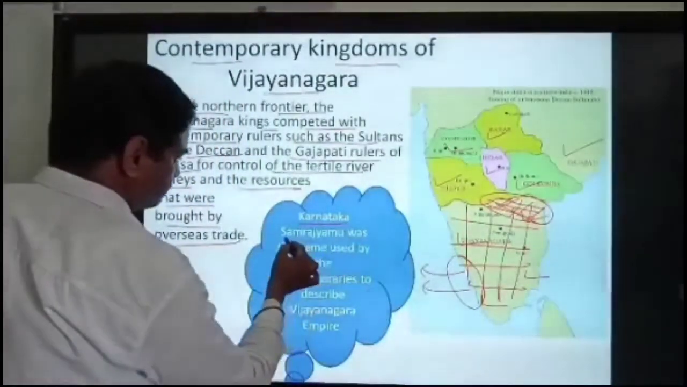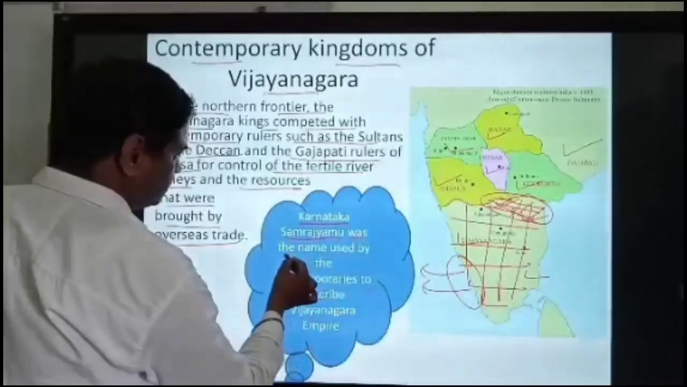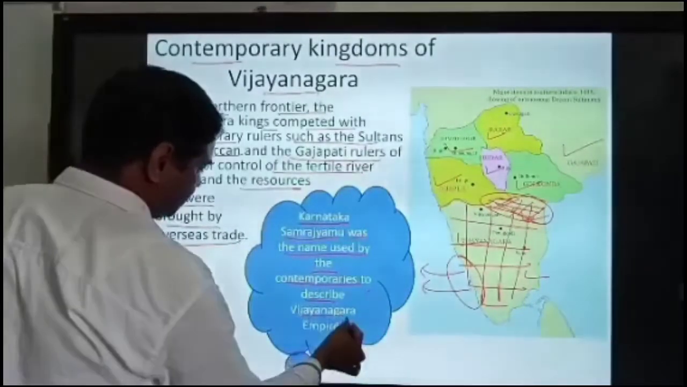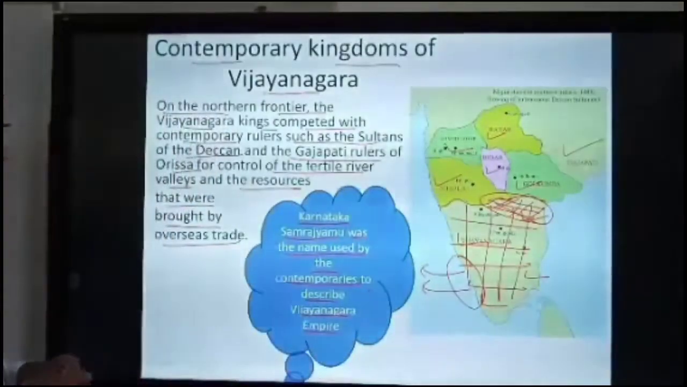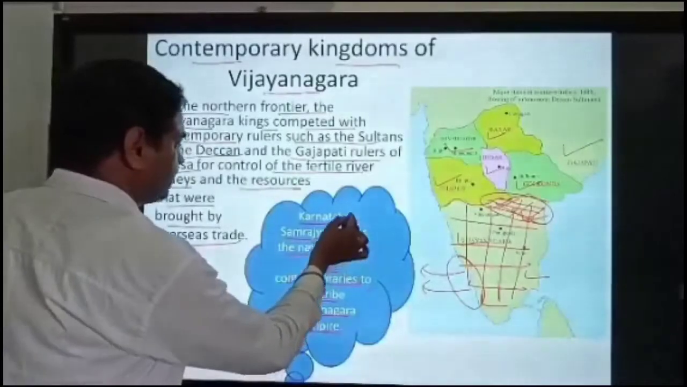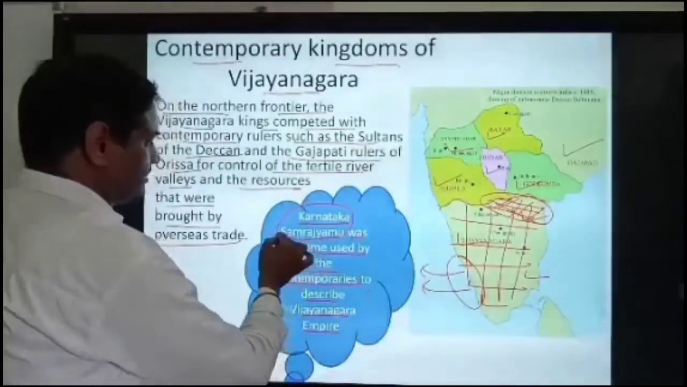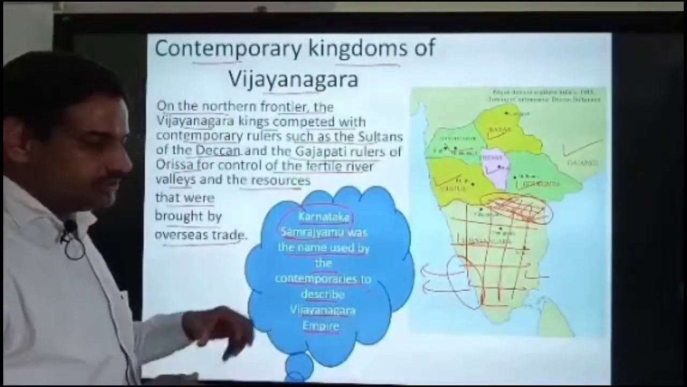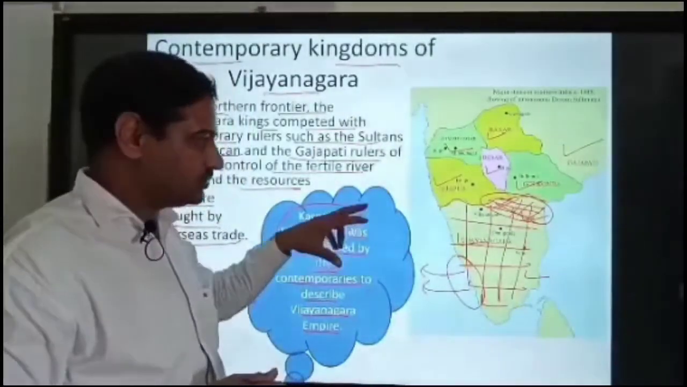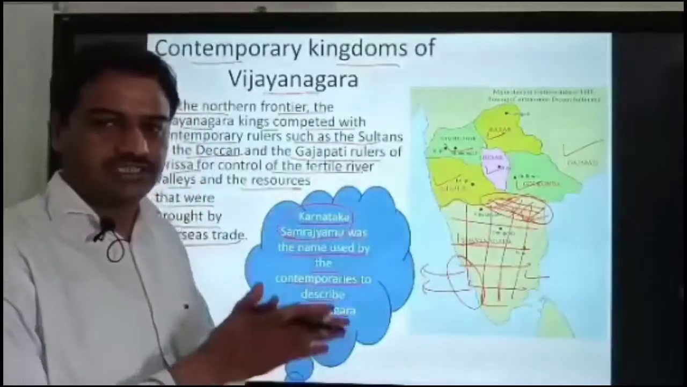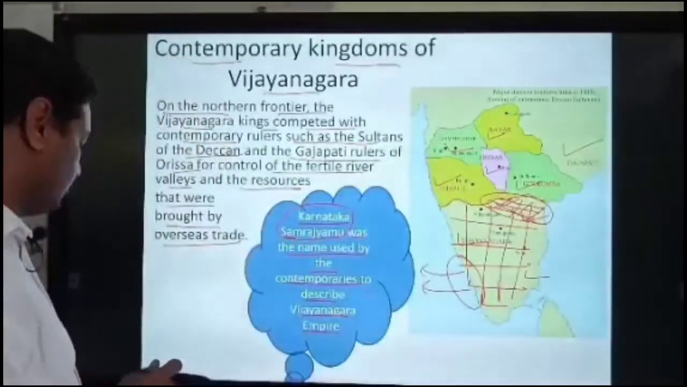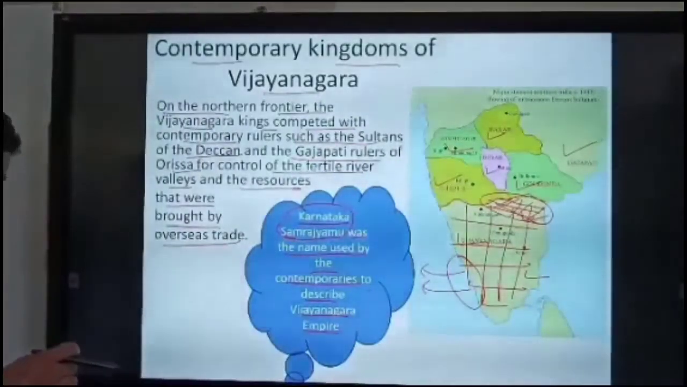Karnataka Samrajyamu was the name used by the contemporaries to describe the Vijayanagara Empire. So what was the name of Vijayanagara at that time? The name was Karnataka Samrajyamu. And today the state Karnataka is named after this name, because Vijayanagara and Hampi lie in the state of Karnataka. So this is the old name of the Vijayanagara kingdom.